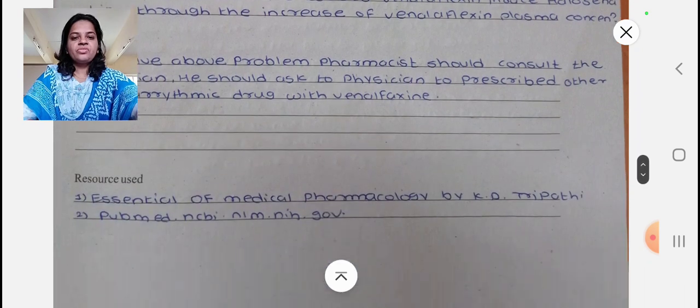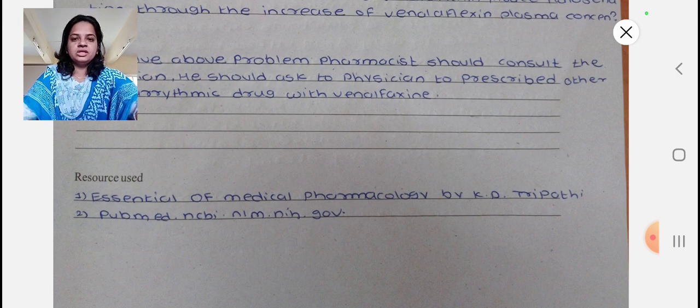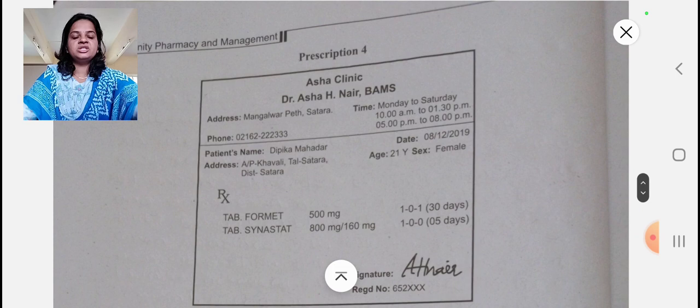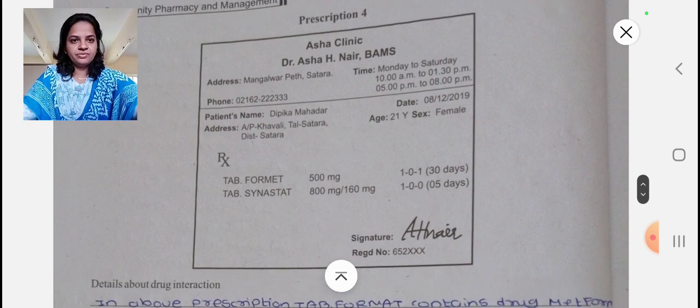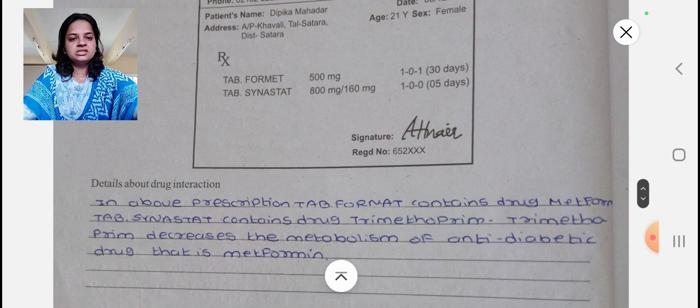Then see, these references are there, the book name is there, and the website name is there, that is pubmed.ncbi.nlm.nih.gov. So these websites are the resources used. Then now see, prescription 4 is there. In that prescription 4, tab Formet contains metformin, and Sinastat contains the drug trimethoprim.